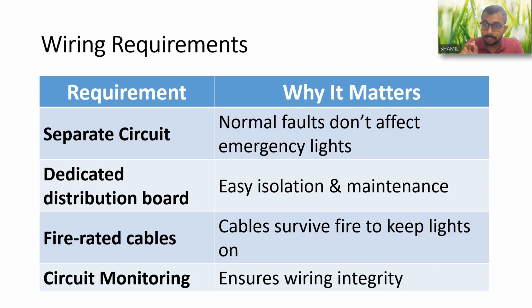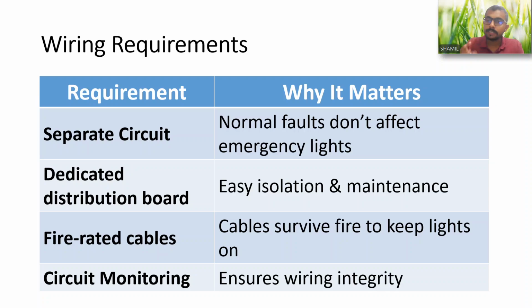The second thing is a dedicated distribution board for emergency or exit lights, or we can use a dedicated circuit breaker located in the existing distribution board for the emergency and exit light circuit. The purpose of this is to provide easy isolation and maintenance. So whenever there's a maintenance issue or a problem, we can easily isolate that circuit and then do our maintenance.